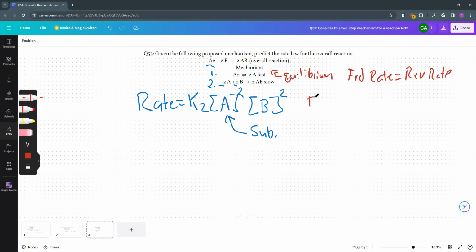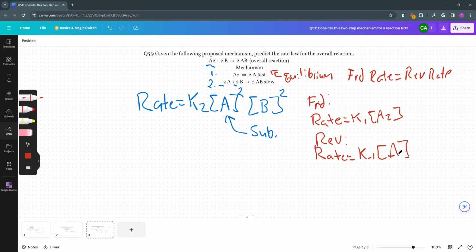So I'm going to write my forward rate first. So that's just reading from left to right. That is rate equals K1 A2. Now I'm going to write my reverse rate, which is rate equals K minus 1. So I'm using the minus 1 to say reaction 1 but reverse. And then we have two A's as our reactant because I'm reading right to left. That's A squared. Very bad A, but that is A squared.